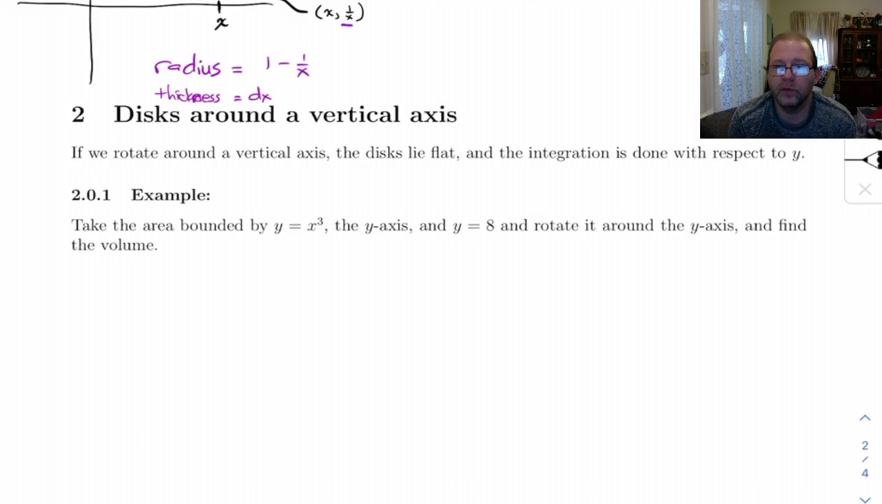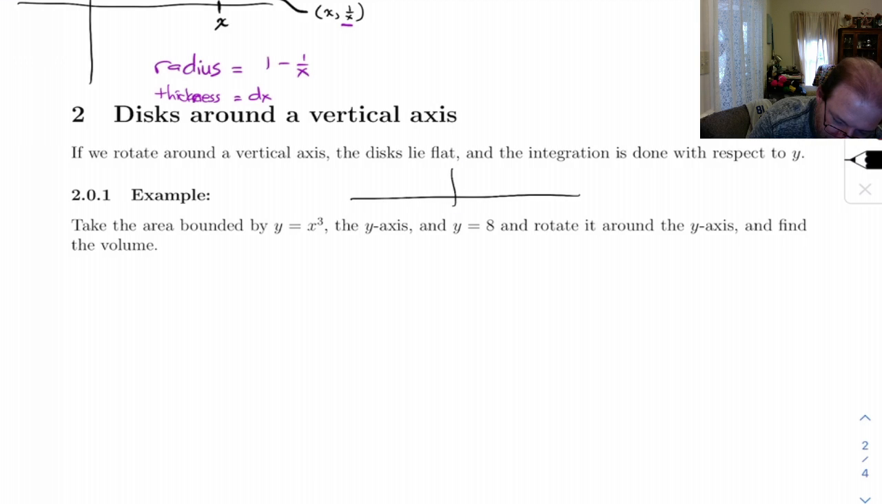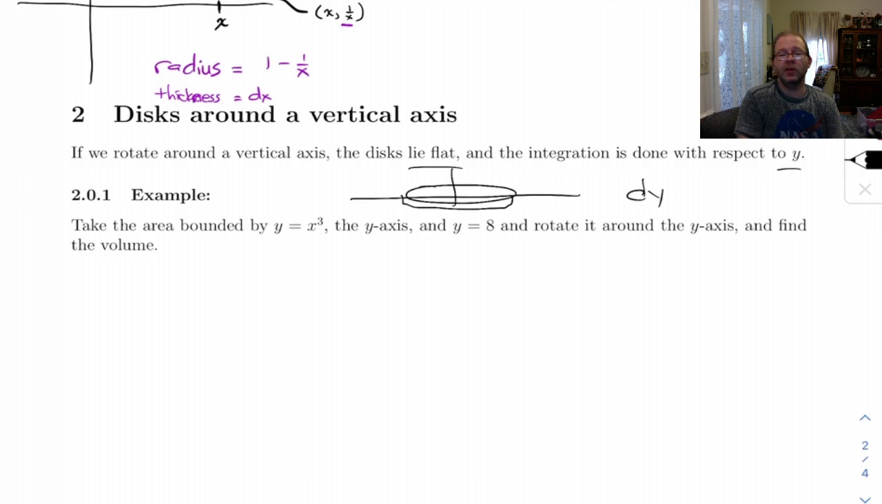We're going to look at using disks when we rotate things around a vertical axis in this video. If we rotate around a vertical axis, the main difference is that instead of the disks standing up next to each other, the disks are going to lie flat. They're going to lie down, and they're done with respect to dy. So that means the thickness of the disks is going to be dy instead of dx.